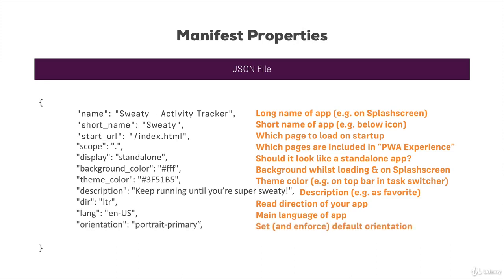You also have an orientation property. Here you can basically control in which orientation your web app should be opened if you tap the home screen icon. So portrait primary means that you prefer portrait mode, and of course the same is available for landscape. And again, I will show these options in the next lectures. This allows you to basically ensure that users are viewing the app the way you want them to view them.